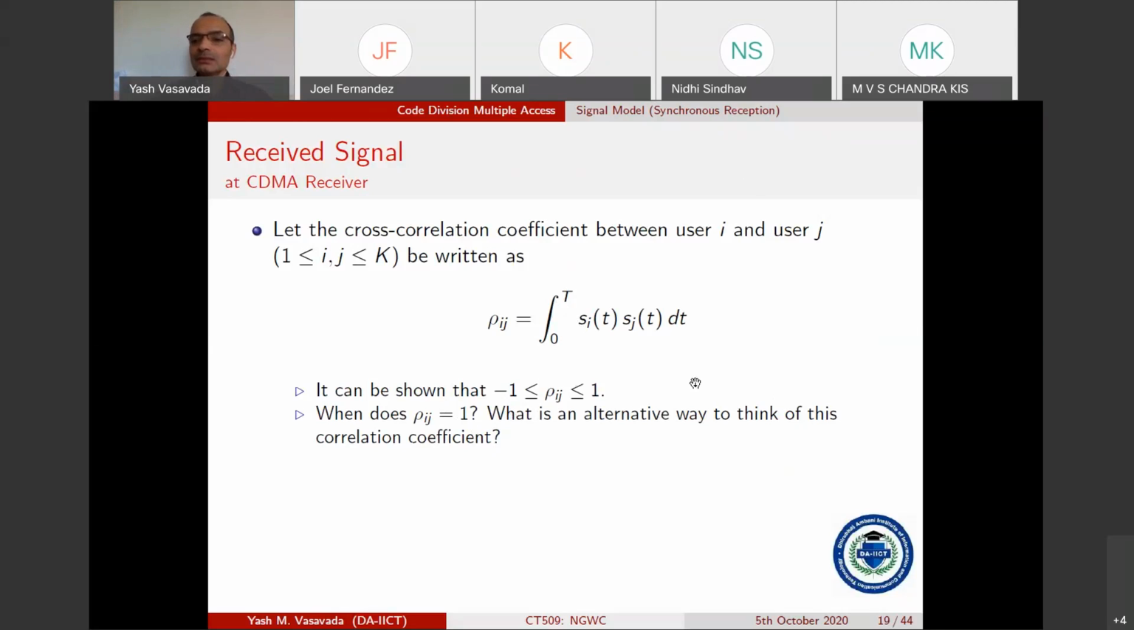So Kishan, can you tell me why this is the case? Why this correlation coefficient is guaranteed to be less than 1 and greater than -1? Kishan, are you there? I'm just thinking. Okay, fine. So Kishan is thinking.